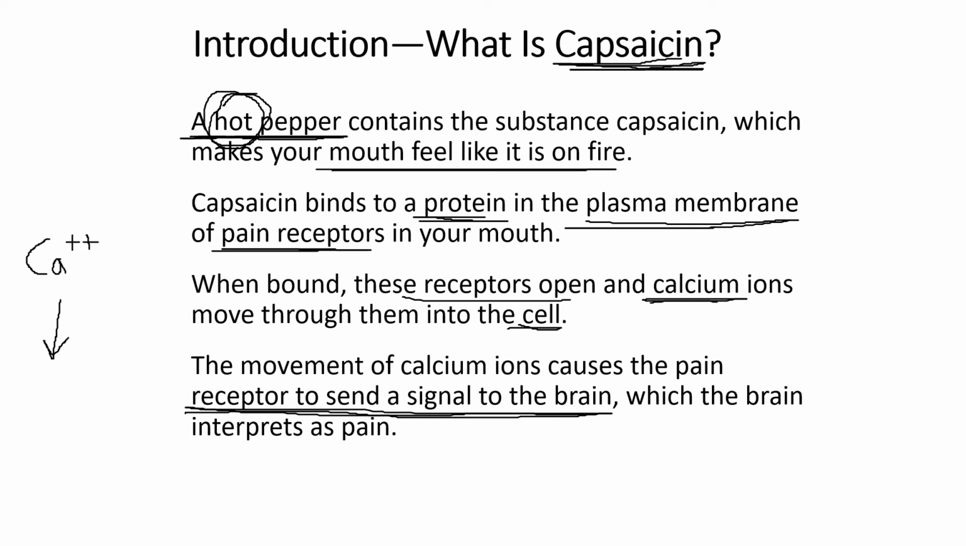So capsaicin will bind to our receptor. The receptor will open and cause calcium to enter our cell. And then when calcium's in the cell, then the nerve fires and it'll send a signal to the brain.